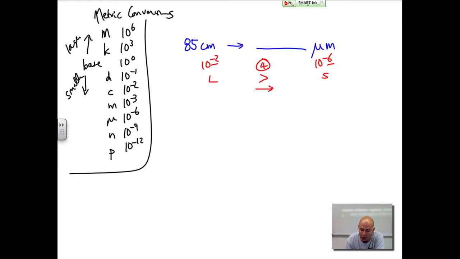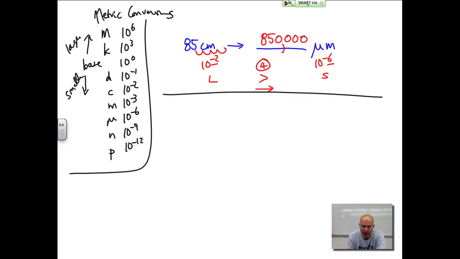That looks like an arrow going this way, and that's exactly what we would do, is we'd move it 4 places to the right. 1, 2, 3, 4. We've got 8, 5, 1, 2, 3, 4. And that makes sense. We have 850,000 micrometers in a meter.